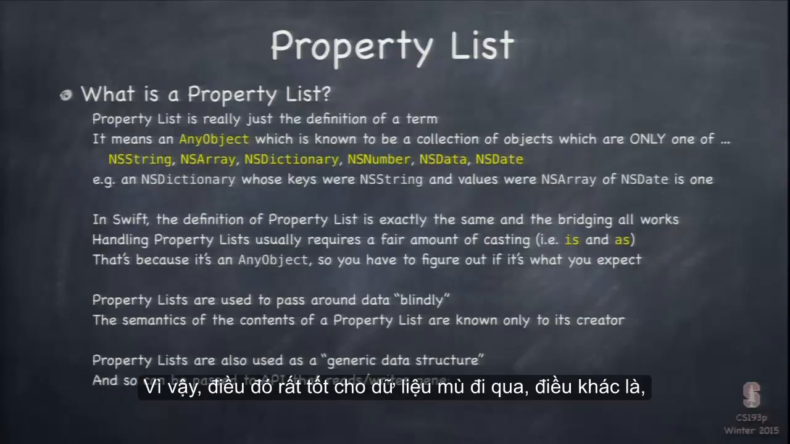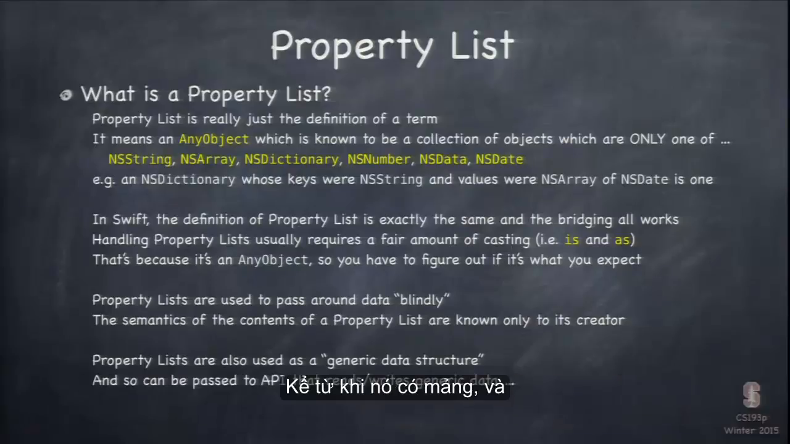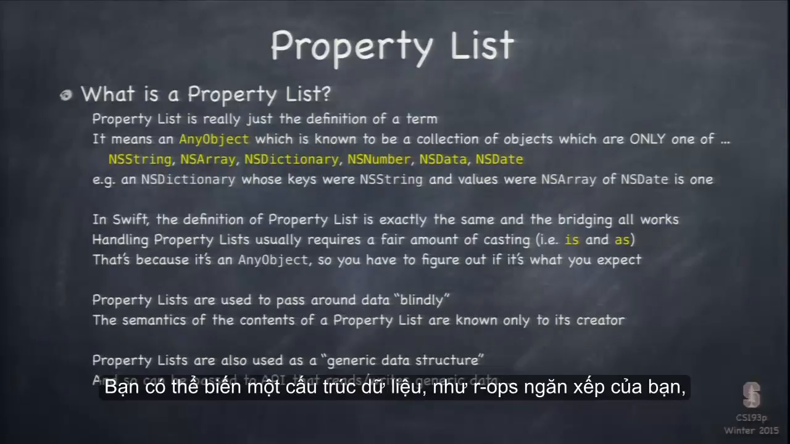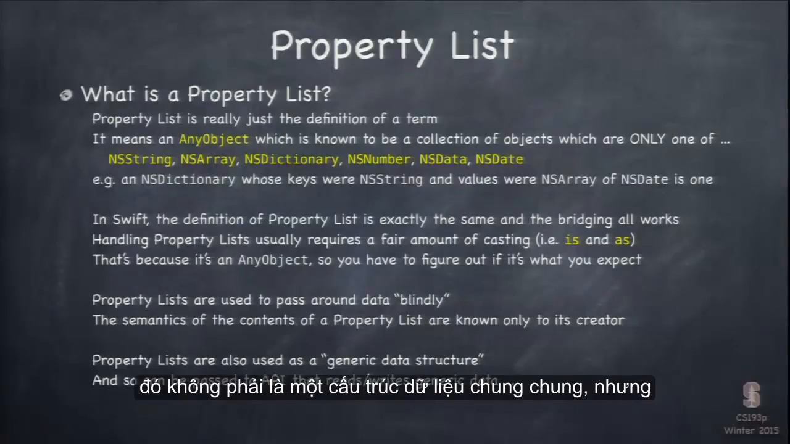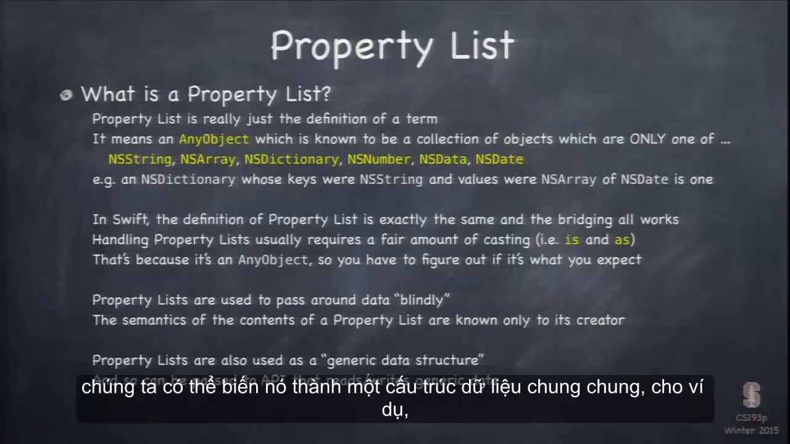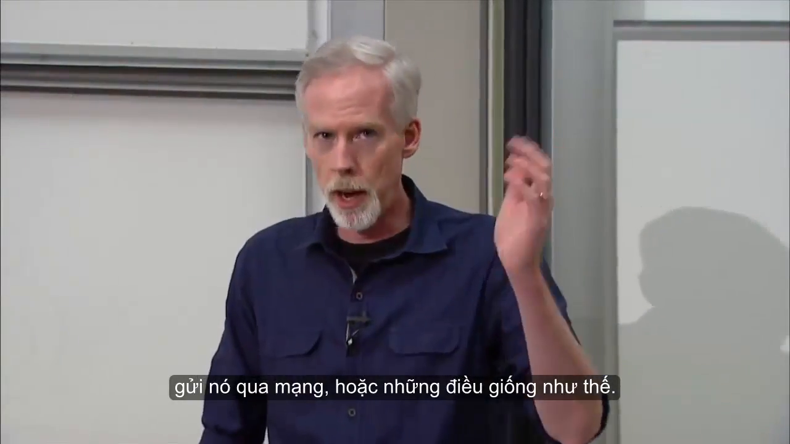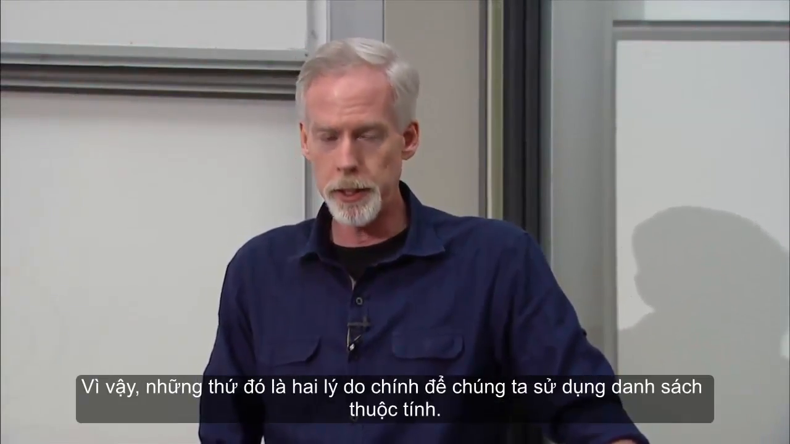The other thing is a property list can be used as generic data structures. Since it's got arrays and dictionaries and numbers and dates and all that in there, you can turn a data structure like our opStack in the calculator brain, which has Op enums in there, into a generic data structure, and then do things with it like write it out to disk or send it over the network. So those are the 2 main reasons we use property list.